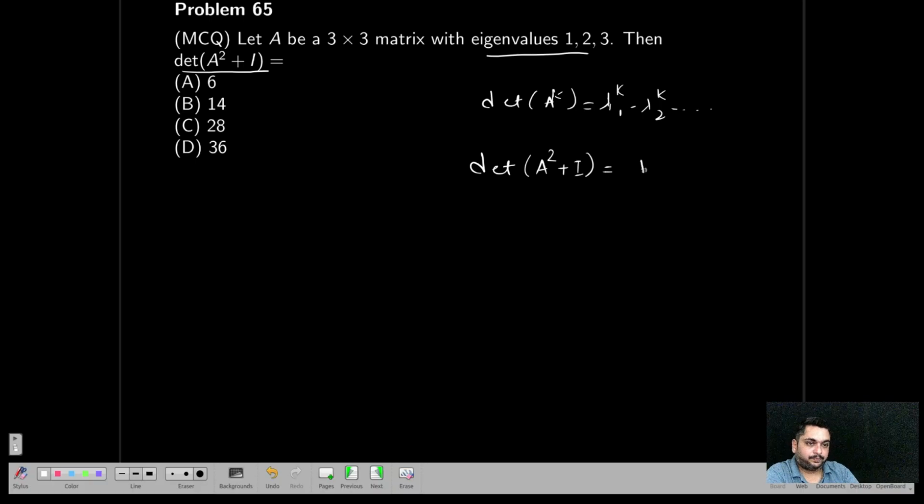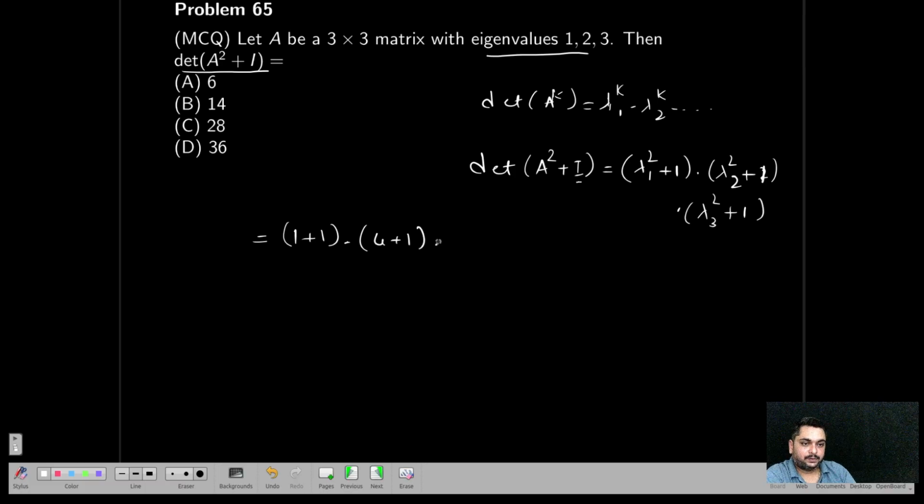This will be equal to lambda 1 power 2 plus 1 (the eigenvalue of an identity matrix is 1) into lambda 2 square plus 1 into lambda 3 square plus 1. For any identity matrix, 1 is the eigenvalue. So this will be 1 plus 1 into 4 plus 1 into 9 plus 1. This will be 100. There are no options here. The answer is 100.